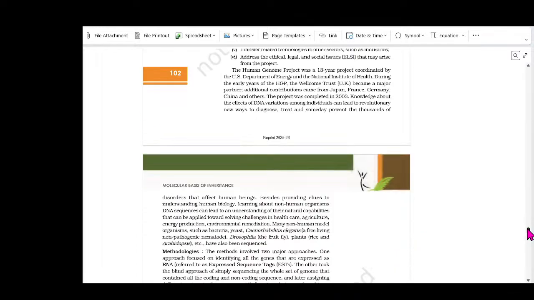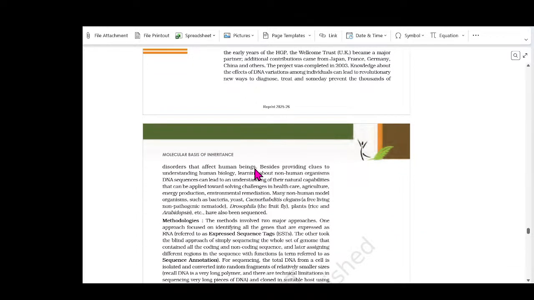Knowledge about the effects of DNA variation among individuals can lead to revolutionary new ways to diagnose, treat, and someday prevent the thousands of disorders that affect human beings. Besides providing clues to understanding human biology, learning about non-human organisms' DNA sequences can lead to an understanding of their natural capabilities that can be applied toward solving challenges in healthcare, agriculture, energy production, and environmental remediation.